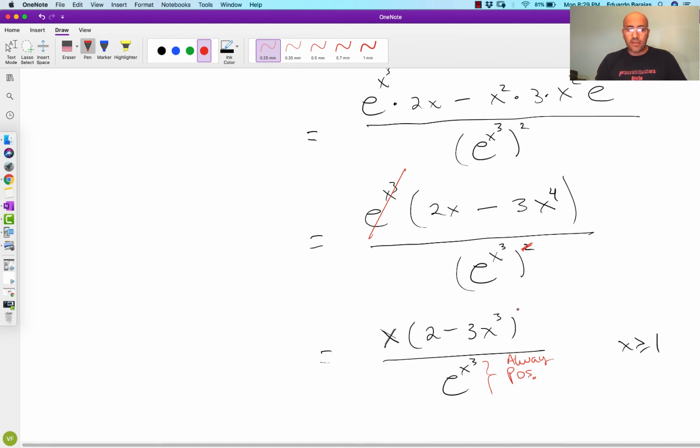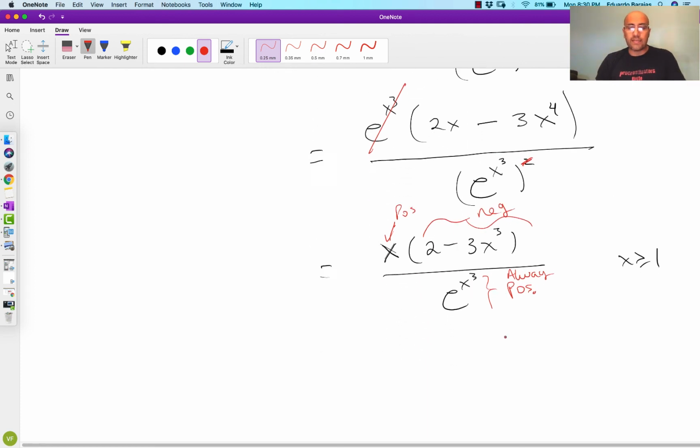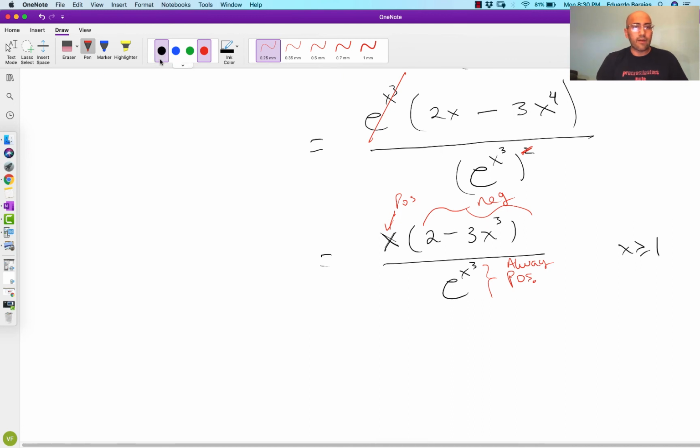Now the numerator here, this guy is going to always be negative past a certain point. So x is always positive, so this guy is always positive, right, for x being greater than 1. So now the question is when is this negative, right? This is negative sometimes. So when is it negative? So let's take that off to the side and think about what that says.